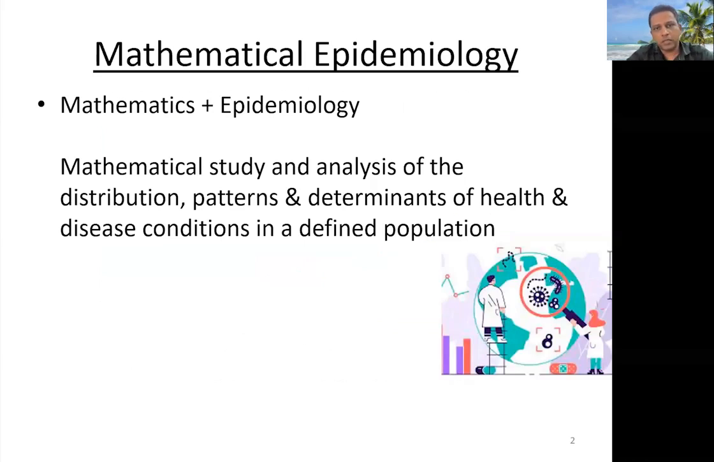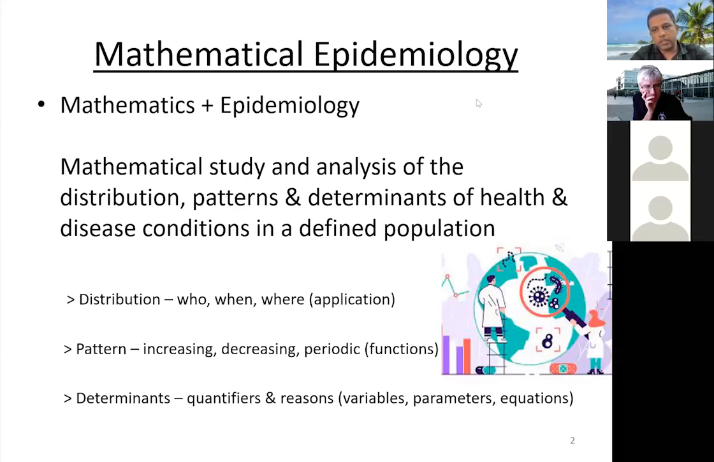So mathematical epidemiology, as we know, is a combination of two subject disciplines, mathematics and epidemiology. So we can have a formal definition for that as the mathematical study and analysis of the distribution patterns and determinants of health and disease conditions in a defined population.